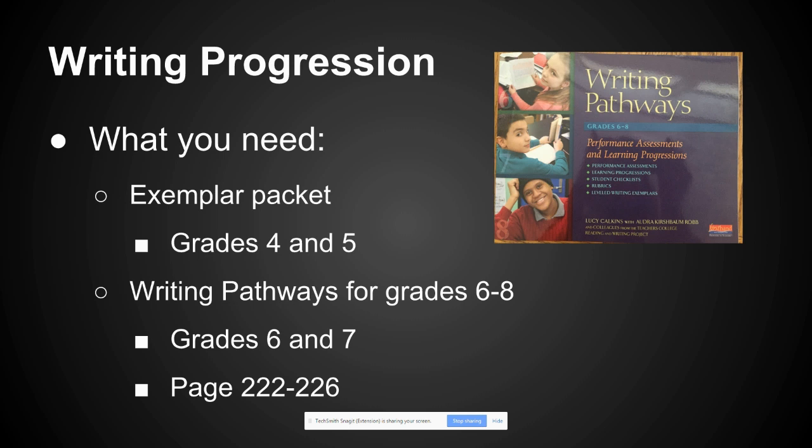And then you'll also need your Writing Pathways to look at the writing samples from grades 6 and 7, and those can be found on pages 222 through 226. So for 6th grade, go ahead and read sample 1 on page 222. That's called Personal Narrative. And for 7th grade, you can read sample 1 as well on page 224. That's called On-Demand Narrative Writing. Interesting titles.